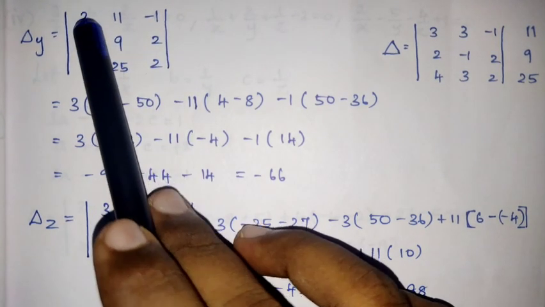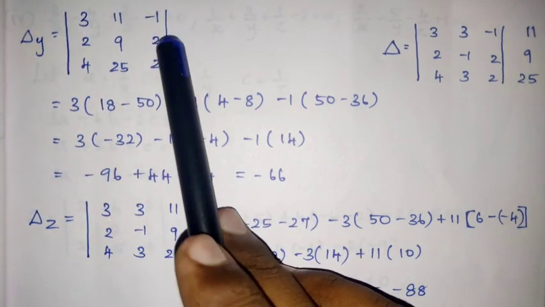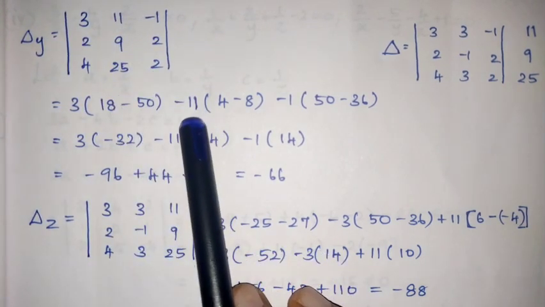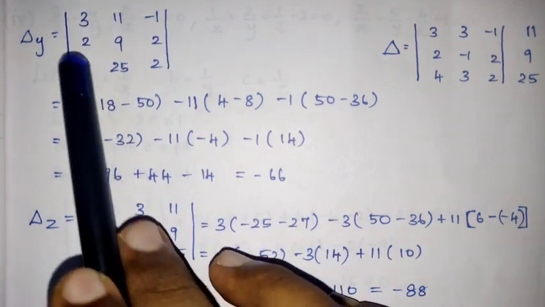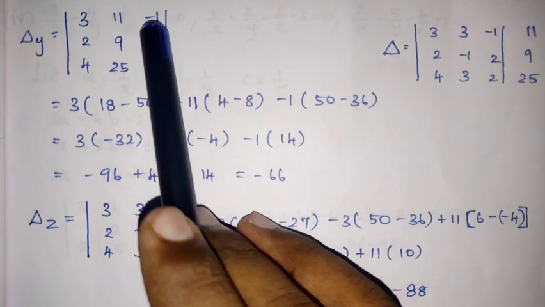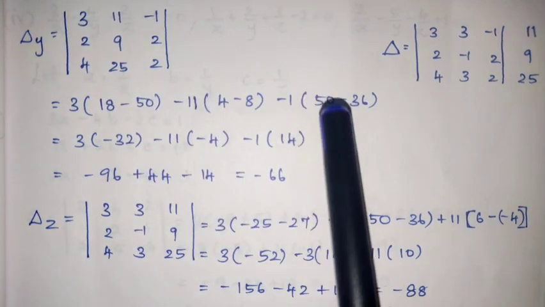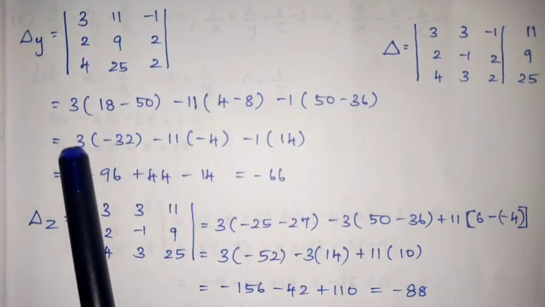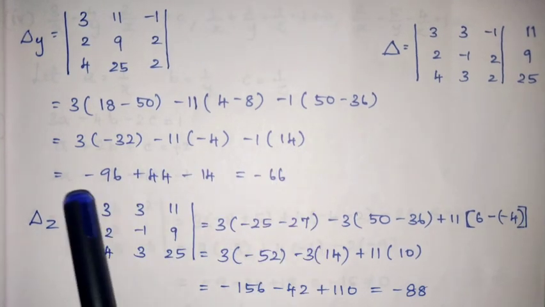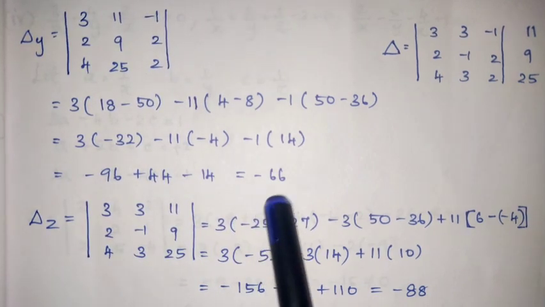Now expand this. So 3 leaving the row and column, 9 into 2 is 18, 25 into 2 is 50, put a minus in the middle. Then second element is 11, change the sign, minus 11, leaving the row and column, 2 into 2 is 4, 4 into 2 is 8, put a minus in front. Then third element is minus 1, leaving the row and column, 2 into 25 is 50, minus 9 into 4 is 36. So 3 into minus 32, minus 11 into minus 4, minus 1 into 14, which is equal to minus 96, plus 44, minus 14, which is equal to minus 66.